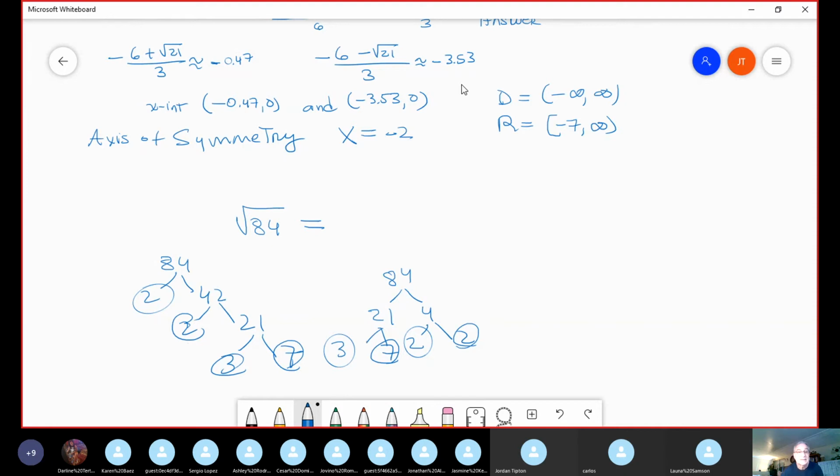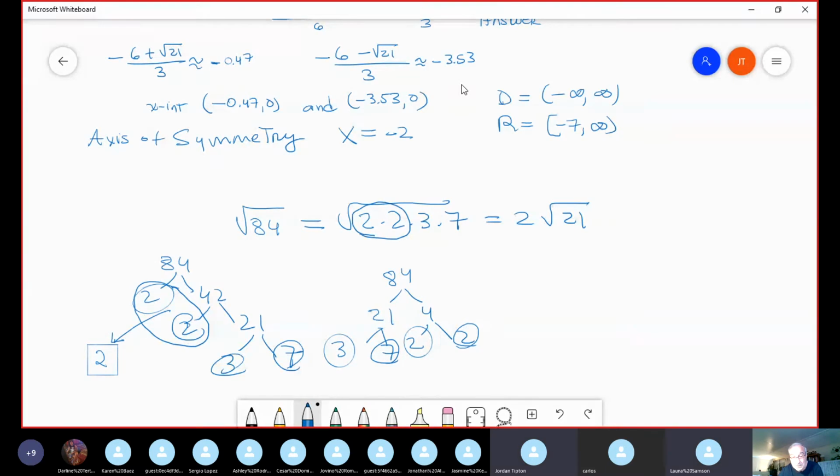The important thing is that I can see we have one couple of 2s. Any couple comes outside the radical. This is the square root of 2 times 2 times 3 times 7. This couple of 2s represents a 4, and the square root of 4 is 2. So 2 radical 21. Got it?